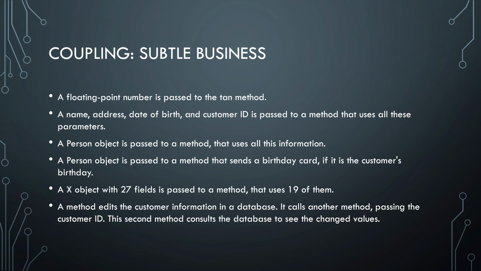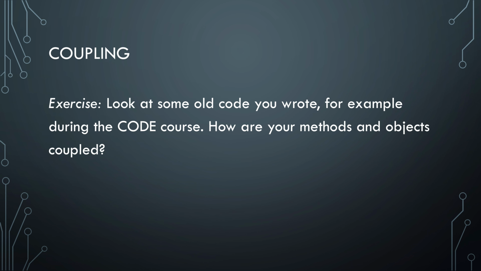You will always have some coupling, because the components of software need to communicate somehow. Passing a single parameter to a function can be considered loose coupling. But as soon as you start adding parameters or structuring these parameters and objects, coupling between the methods increases. Just like with cohesion, take a look at some old code that you wrote. What can you say about how your methods and objects are coupled?